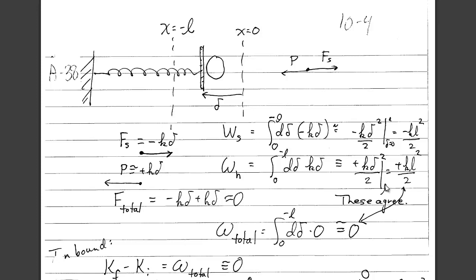Notice that if you use the evil, depraved, wrong formula, work equals force times distance, you would have calculated the work done by these to be K times L, and you would have gotten the wrong answer. So the total work done from 0 to minus L, d delta, times what's the total force? It's 0 because the two forces are equal in magnitude and very nearly opposite in sign, so the total work done is 0.